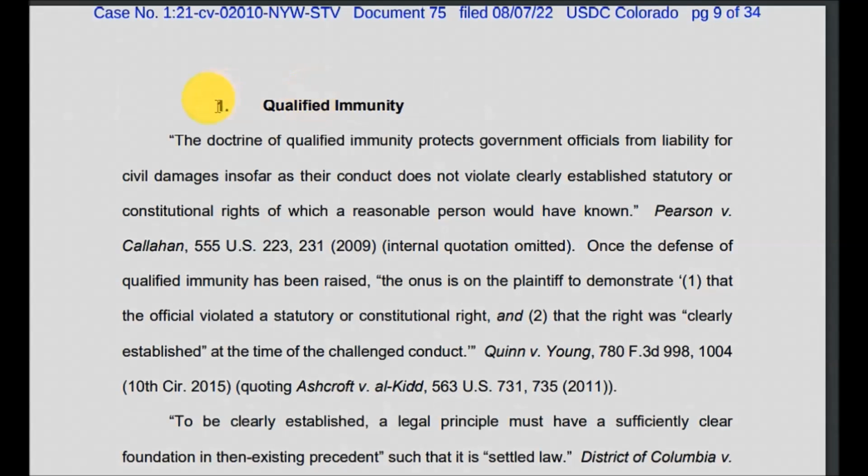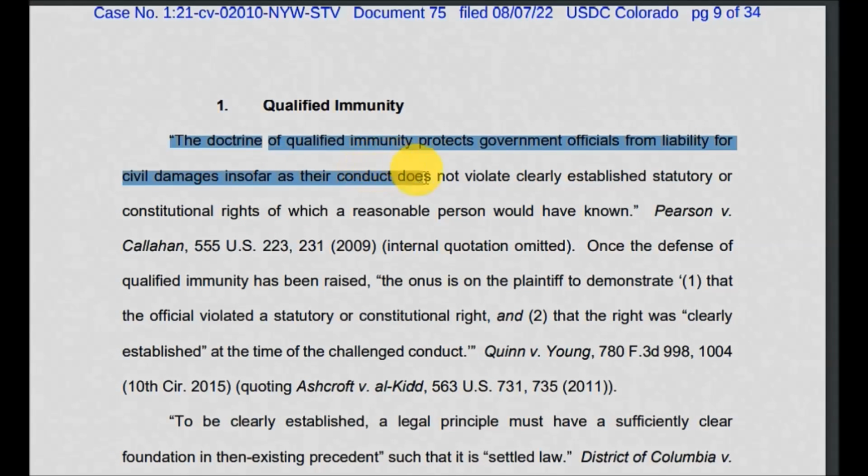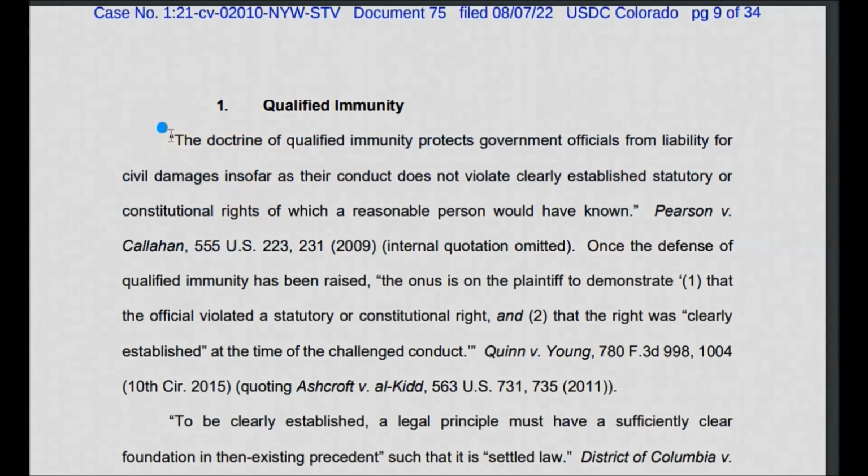Here's the clarity. Qualified immunity. The doctrine of qualified immunity protects government officials from liability for civil damages insofar as their conduct does not violate clearly established statutory or constitutional rights. The doctrine of qualified immunity protects government officials from liability for civil damages so far as their conduct does not violate constitutional rights. Here, where it mentions statutory, it is referring to public law codified as 42 U.S.C. 1983 and sequel.